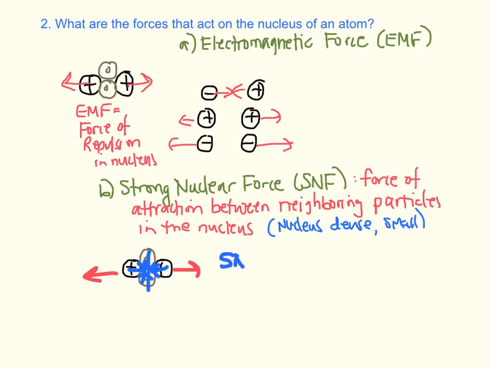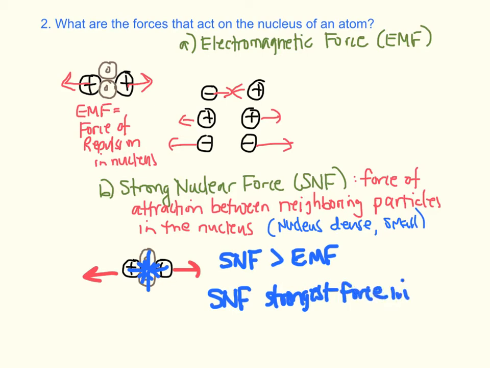So that force of attraction is called the strong nuclear force. And the strong nuclear force is a stronger force than the electromagnetic force. In fact, the strong nuclear force is the strongest force in nature. You don't find a stronger force in nature. That's why splitting the atom was such a big deal, because the energy that's released when you break that strong nuclear force is a huge amount of energy. I mean, imagine an atomic bomb, right? That amount of energy released is enough to destroy small cities.